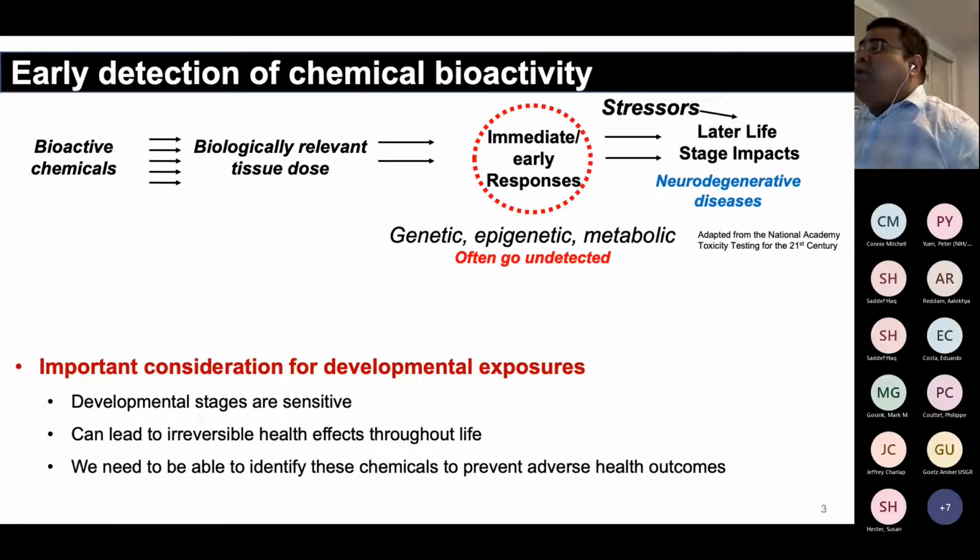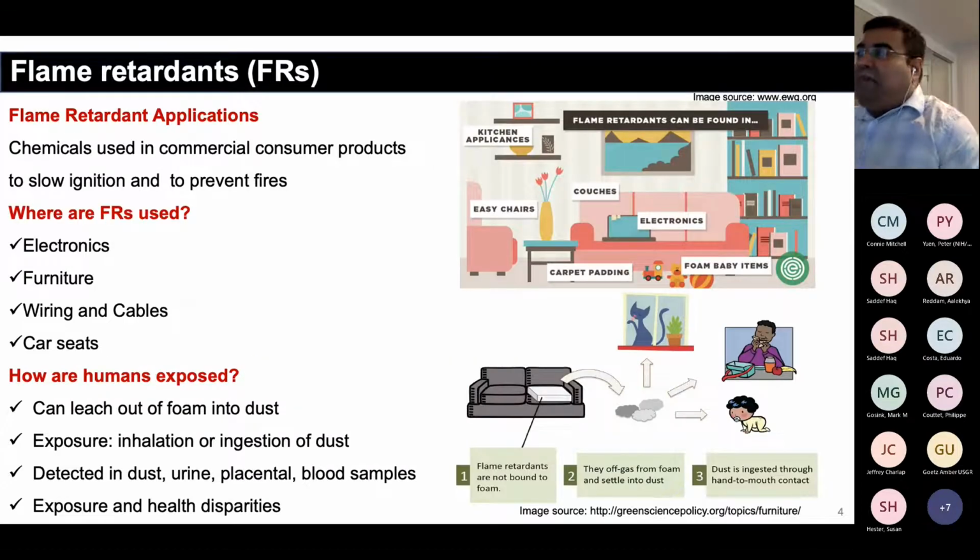This is particularly important for developmental health since early effects may translate into irreversible lifelong effects. And therefore, we need to be able to identify these chemicals in order to prevent adverse health outcomes for humans. And one of the classes of chemicals, as I mentioned, that I worked with are flame retardants. So what are flame retardants?